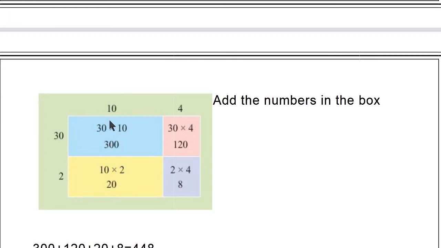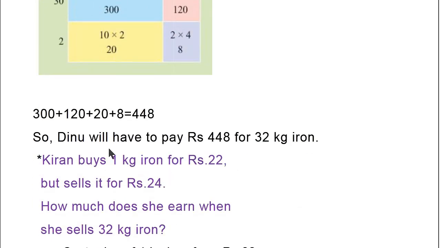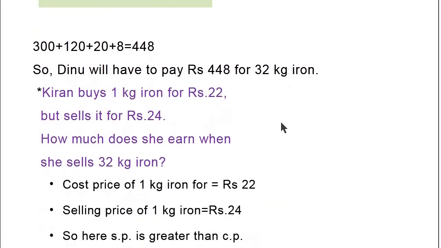Now 2 into 10, 10 twos are 20. And here 2 into 4, 2 fours are 8. Now add all the things: 300, 120, 20 and 8. 300 and 120 is 420, 420 and 20 is 440, and 8 makes 448. So Dinu will have to pay 448 rupees for 32 kg iron.